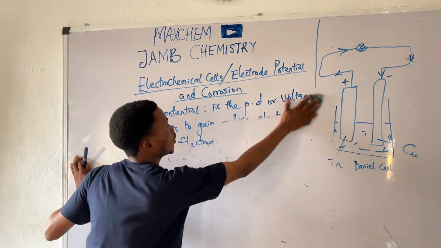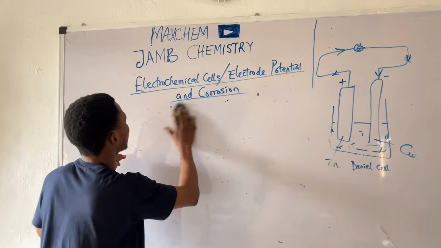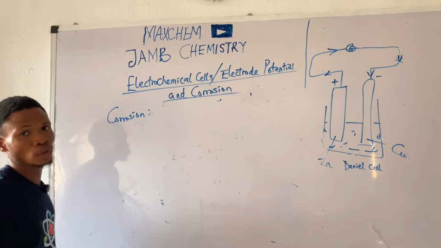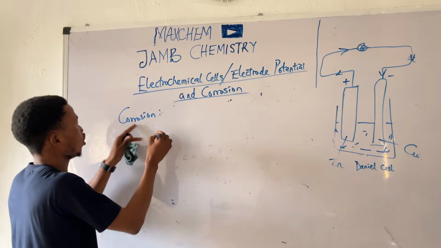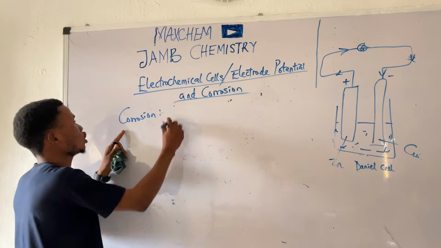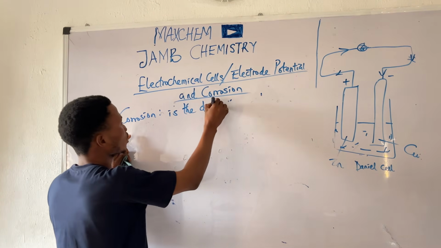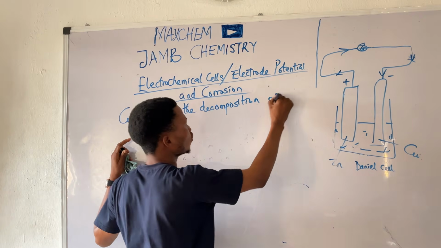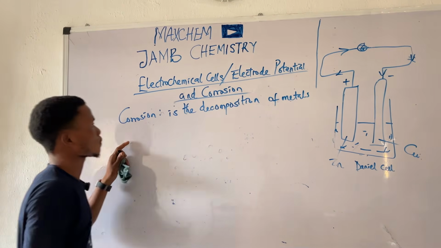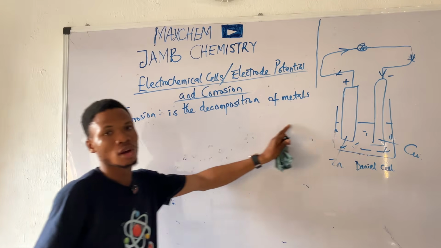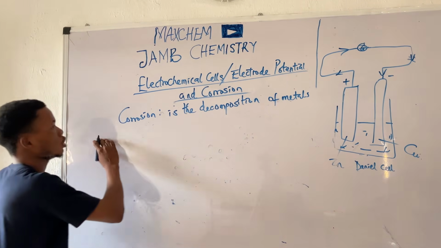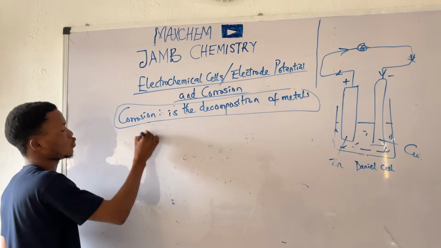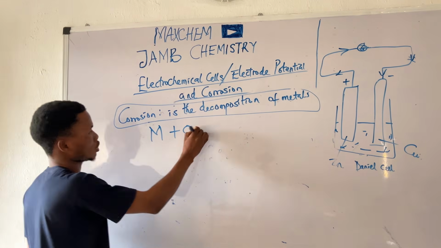Okay, now let's talk about corrosion. Corrosion is the degradation or the decomposition of a metal. In fact, it is of metals. It is the decomposition of metal, and the reason this is happening is due to the reaction of our metal with oxygen.